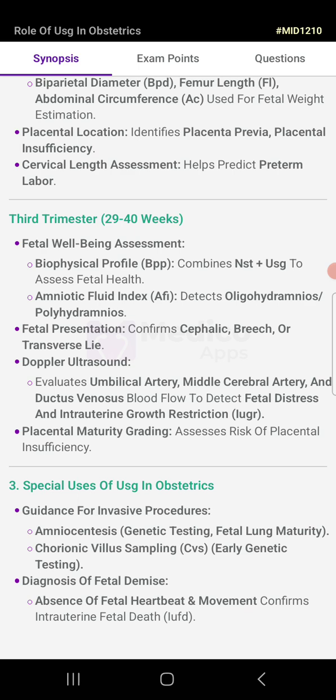Special uses of USG in obstetrics. Guidance for invasive procedures: amniocentesis, genetic testing, fetal lung maturity, chorionic villus sampling, CVS, early genetic testing. Diagnosis of fetal demise: absence of fetal heartbeat and movement confirms intrauterine fetal death.